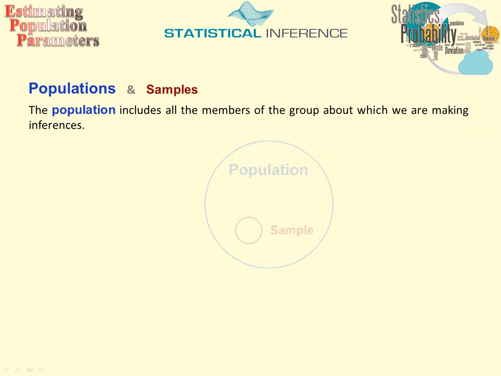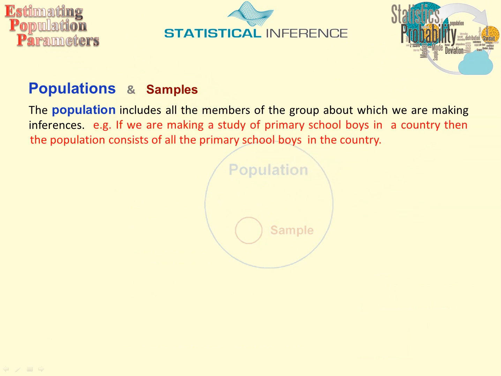So it's about populations and samples. The population includes all members of the group about which we're making inferences. So if we're making a study of primary school boys in the country, then the population consists of all the primary school boys in the country.